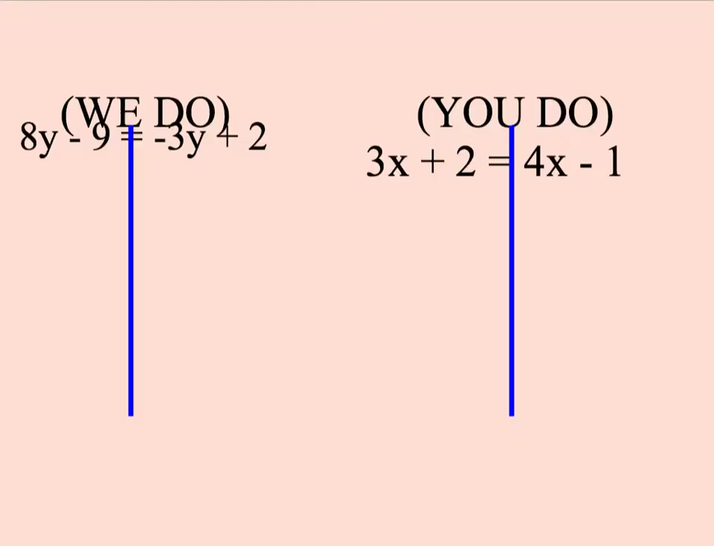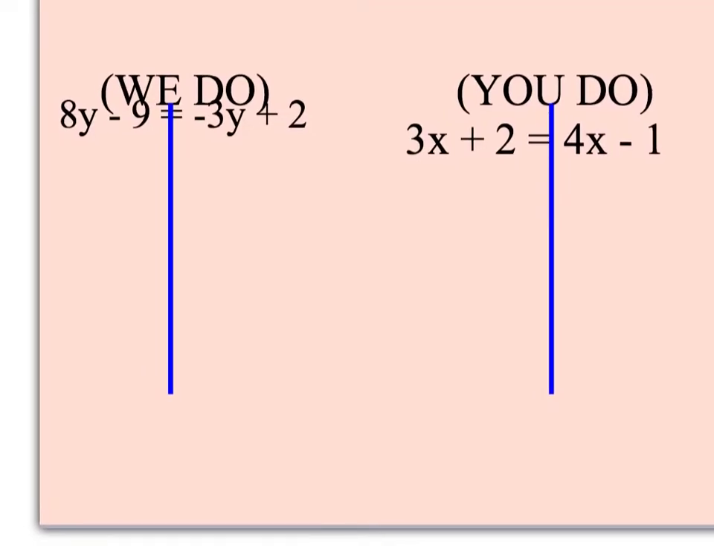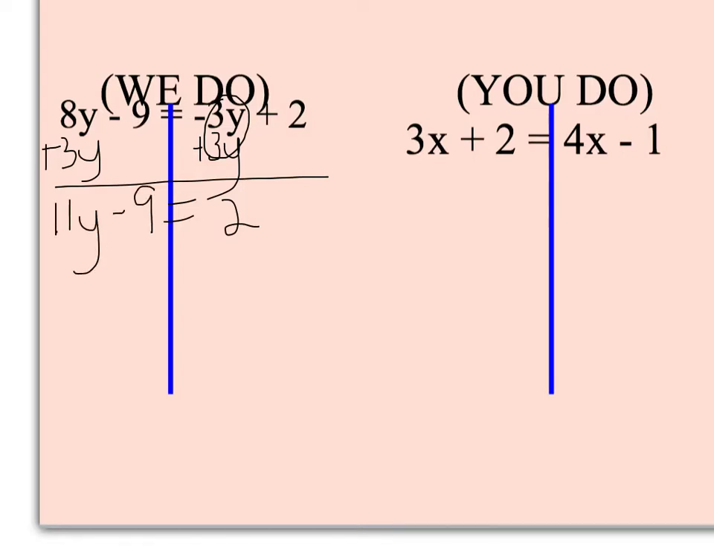Okay, I'm just going to move this one over slightly so we can see it. All right, let's do the we do together. The first thing that I'm going to do is add 3y to both sides. That cancels out 3y over here, and now I'm just left with 2. On this side I have 8y plus 3y, so I have 11y minus 9. Make sure that you're lining up your y's.